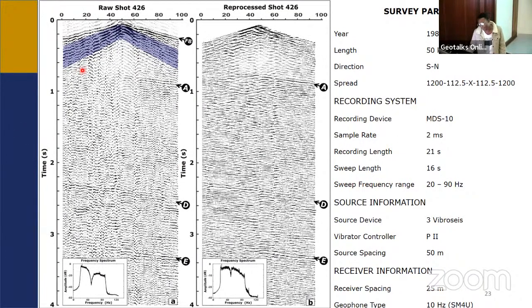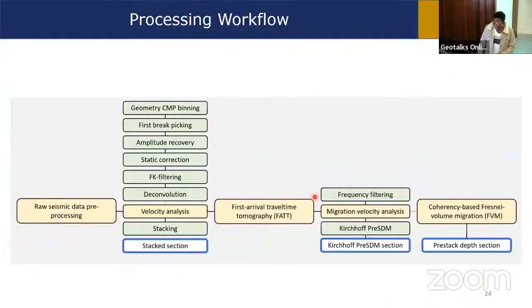Looking at the data, we can see it's a fairly good data set with clear first breaks, and the shaded area shows the successfully attenuated surface waves during processing. And we can see some continuity of these reflections on the reprocessed data, and you can see some improvement. Now, we applied a non-conventional processing workflow to this data set because we're applying a new migration technique.